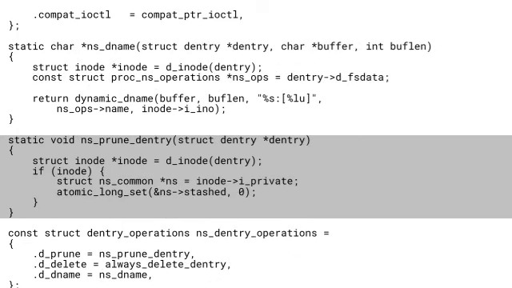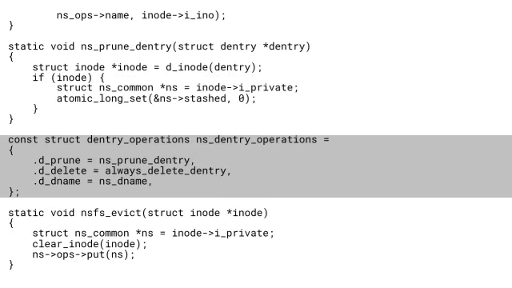Defines a function for pruning an entry for the nsfs file system, which sets the stashed field of the corresponding namespace object's ns_common struct to 0. Defines the entry operations for the nsfs file system, including the ns_prune_dentry and ns_name functions.